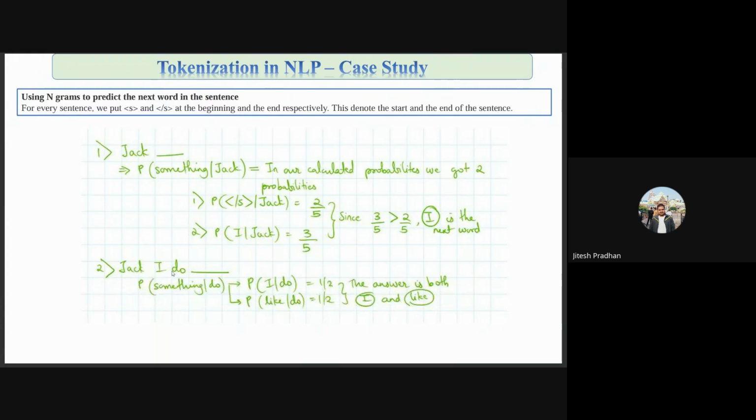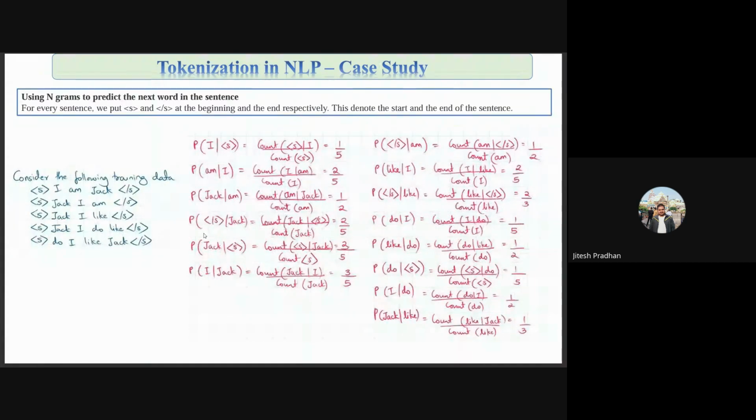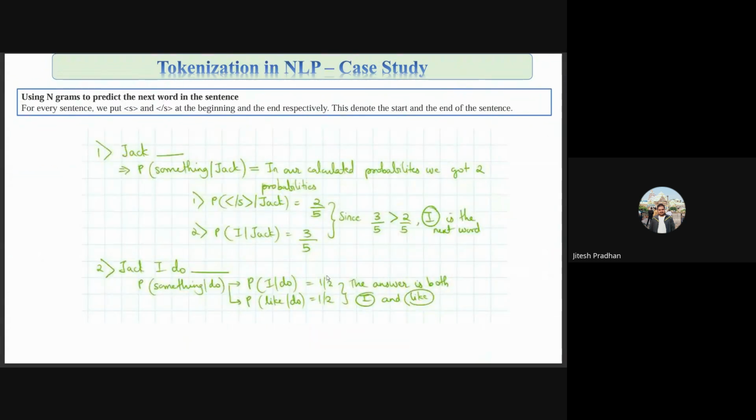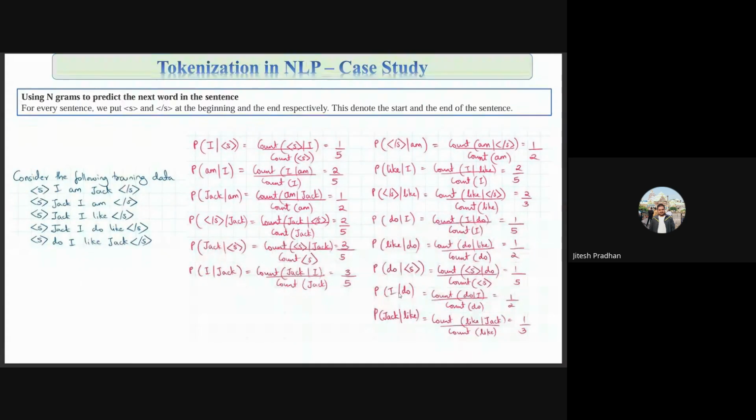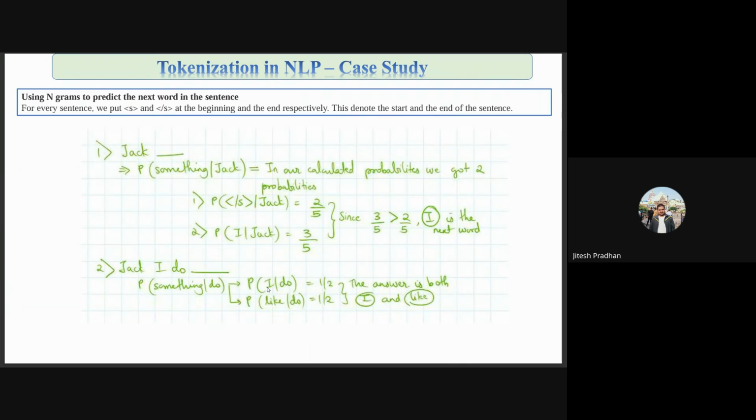So it is jack I do, and then we have to find what follows do. Look at here, where is do? Here it is only one, so the probability is 1 by 2. There is one more, I think. Do here, do here. So we have two possible symbols that can appear just after do. One is I and the other is like. Both have the same probability, so you can choose either I or like. This is how we do it.